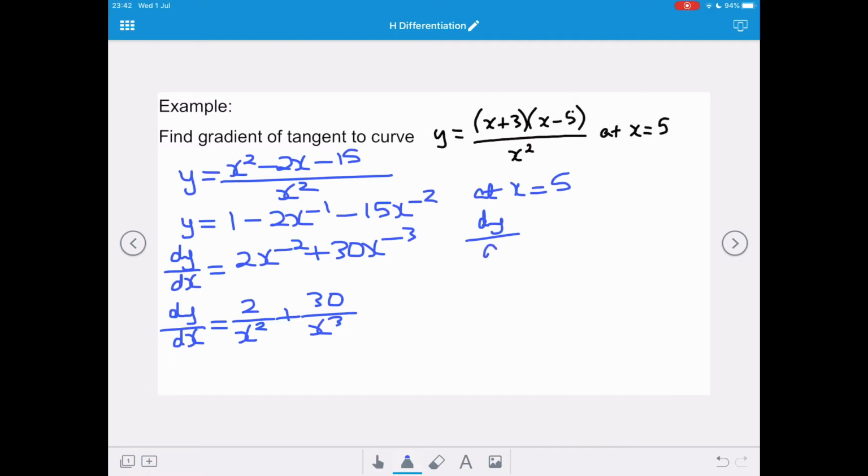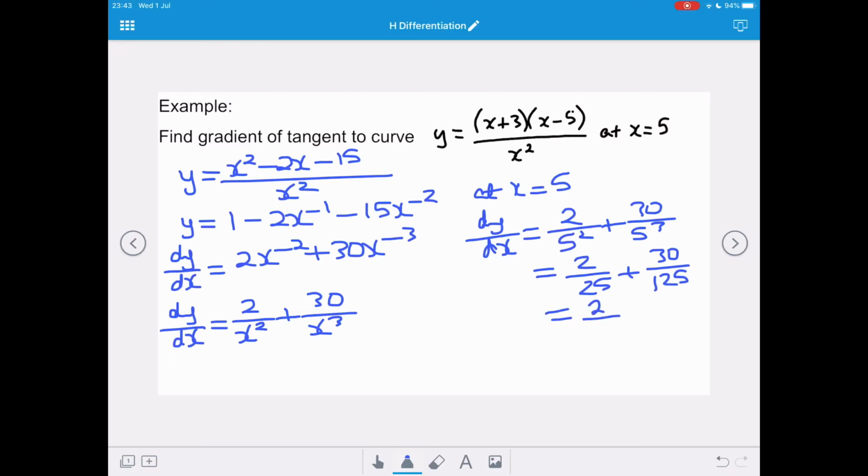So the derivative of y with respect to x at x equals 5 is 2 over 5 squared plus 30 over 5 cubed, which is 2 over 25 plus 30 over 125. Now if we simplify the second fraction to make sure we've got a common denominator of 25, we have 2 over 25 plus 6 over 25, giving us a gradient of the tangent to the curve of 8 over 25.